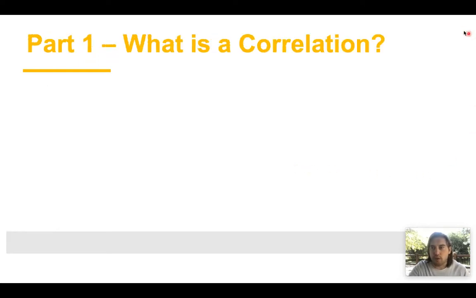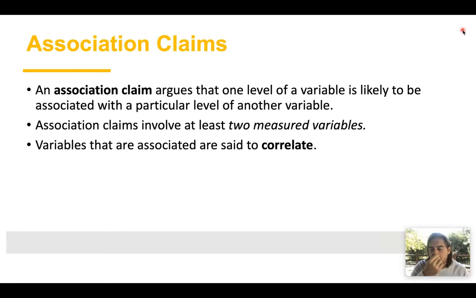So what is a correlation? That's the first place we need to start. Correlation is the statistic we use when we have two measured variables that we need to statistically compare to one another. And this produces an association or an association claim. So an association claim argues that one level of a variable is associated with a particular level of another variable.